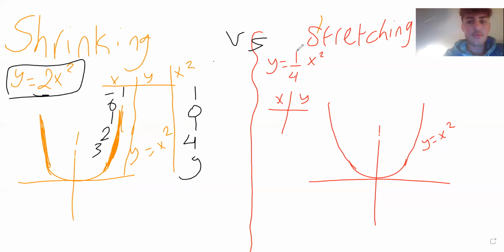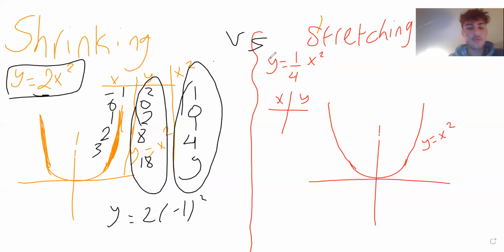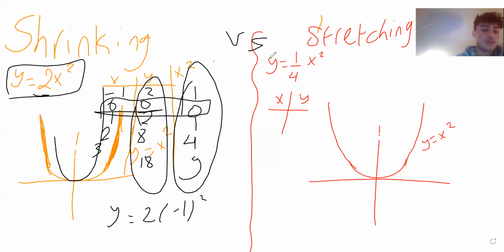Now let's go back to this format. Here, if x equals -1, we're going to have y equals 2 times (-1) squared. This is going to result in 2. This is going to result in 0. This is going to result in 2. This is going to result in 8. And this will result in 18. As you can tell, those values are much bigger than those values, with the origin staying the same, which is what we want, obviously. So this type of transformation will be only like this, with the origin staying the same.